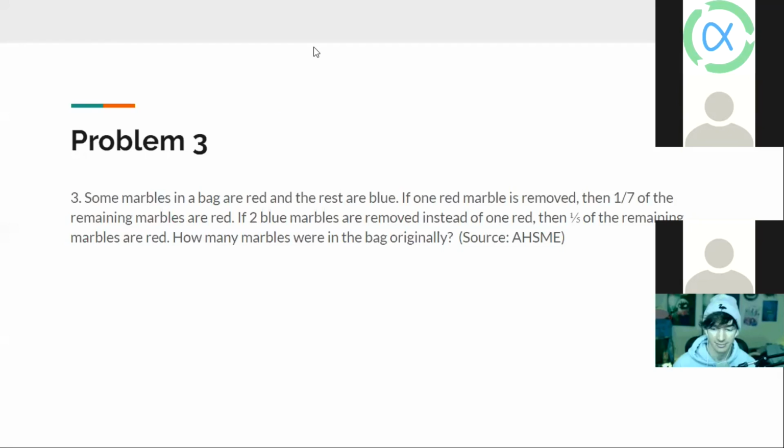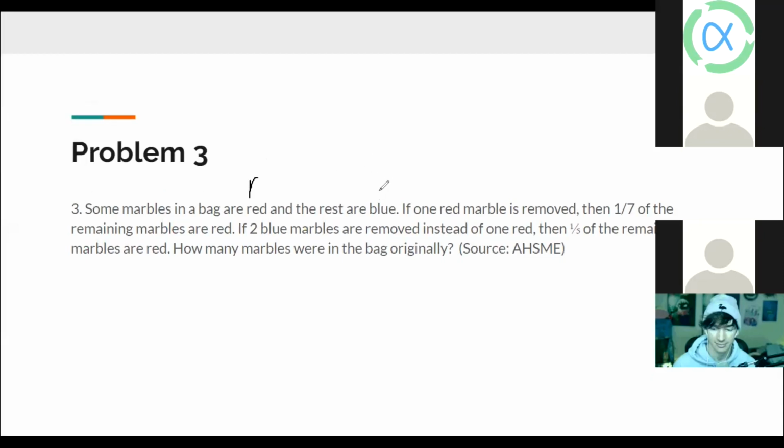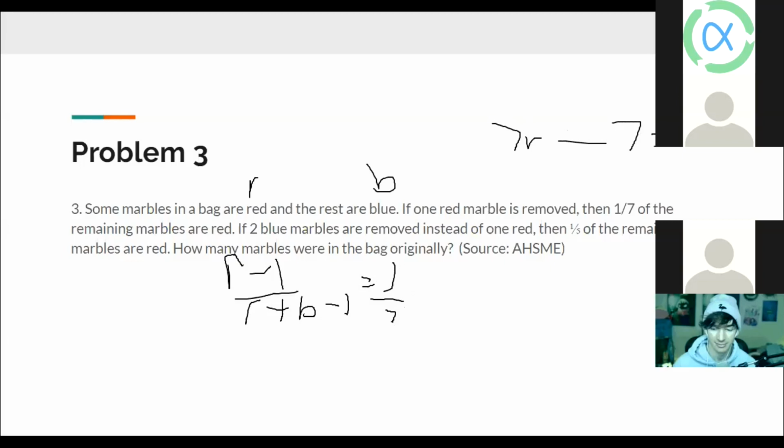Okay, so if we let the amount of marbles that are red be R and the blue marbles be B, then if we remove one red marble, it's going to become R minus 1 over R plus B minus 1. This should be equal to 1/7. Or we're going to get 7R minus 7 is equal to R plus B minus 1.